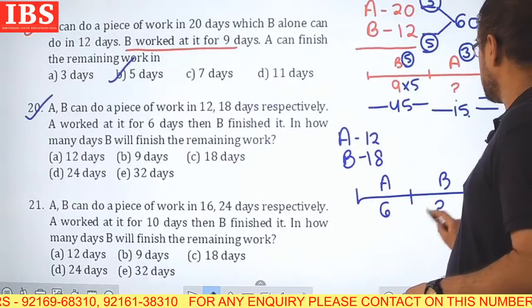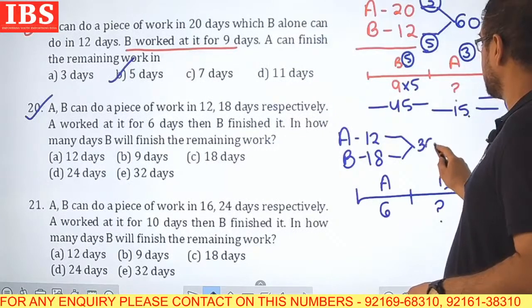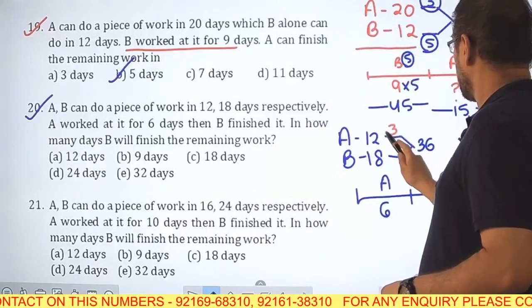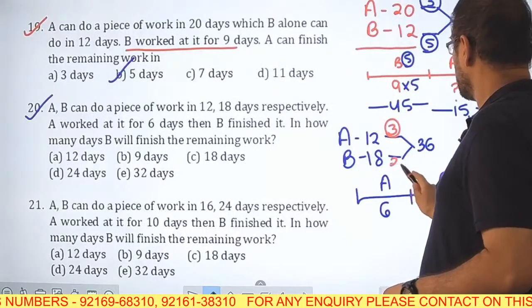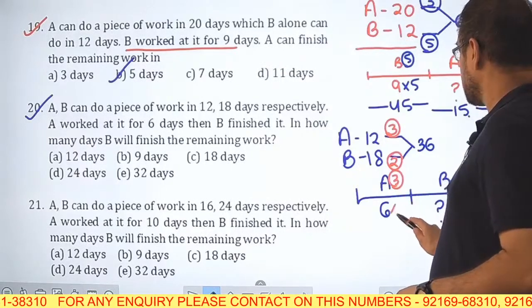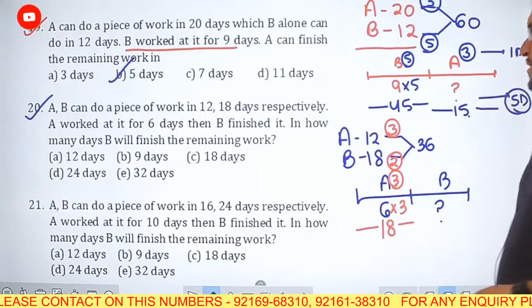Okay, take the LCM first. This is 36, this is 3, and this is 2. So this is 3. Every day 3, 6 days. In 6 days he will do 18 of the work. Out of 36, 18 is done.